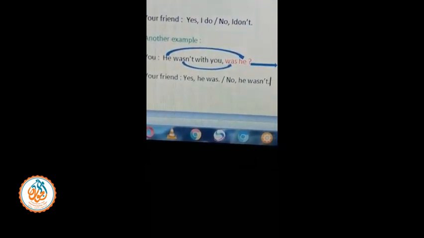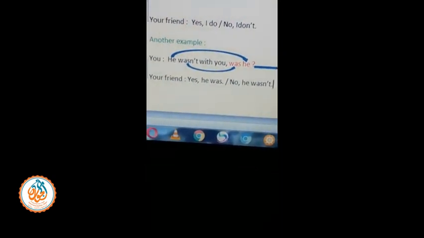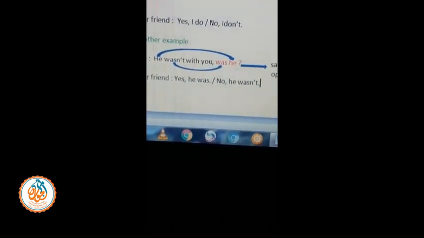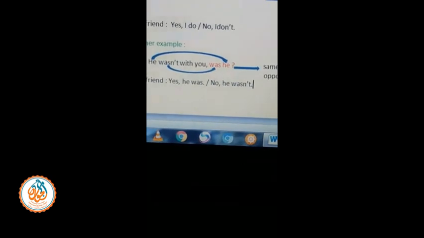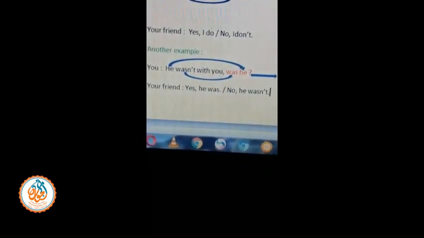The verb wasn't, was, he wasn't, was he? It's the same verb in the same tense. It's the same tense, simple past of to be. He wasn't, and was he? It's simple past of to be. But the form is different. He wasn't. The verb is negative. Was he? Was is not negative. So we use different or opposite forms. We use opposite form. So this is a summary of the lesson.